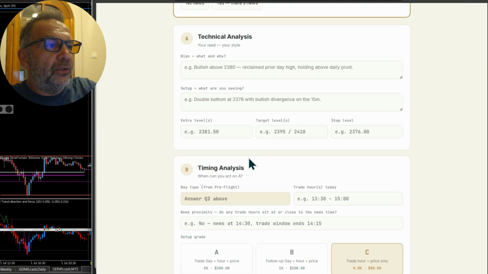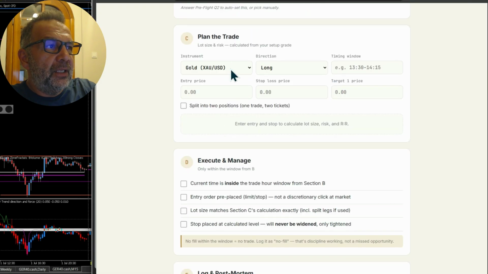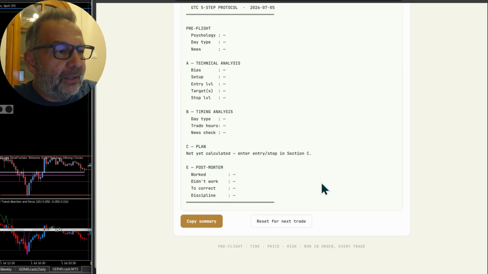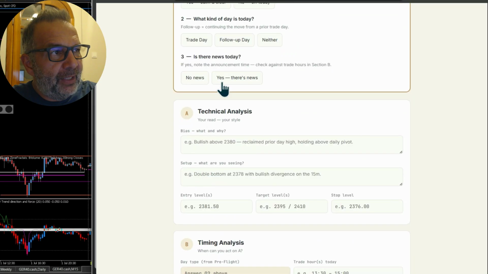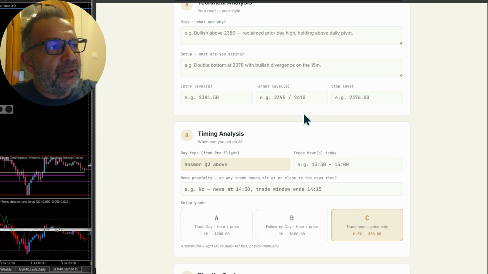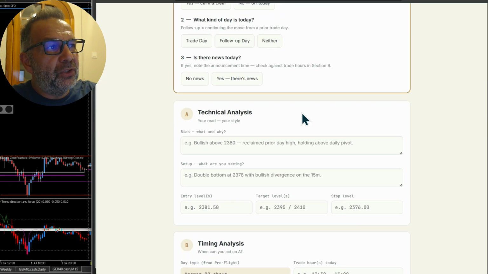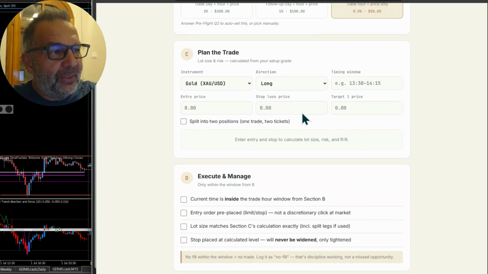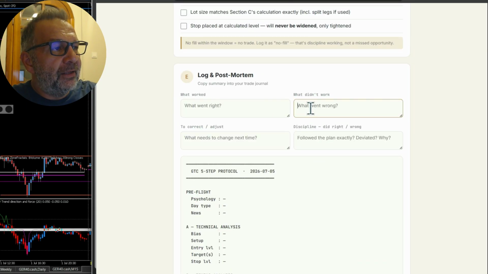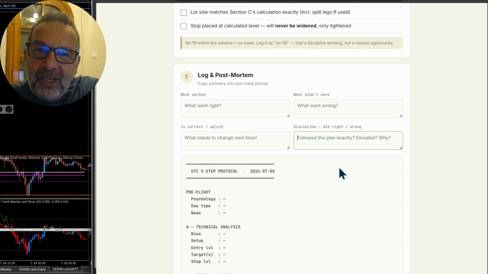Okay, so that's your technical analysis, timing analysis, plan the trade, execute the trade, log and post-mortem. Right at the bottom, when you do all of that, these will come out automatically when you fill out the details. You can see it's very straightforward. It's not too detailed. It's not going to drain you out, but some things you do have to note and write in there, and that is important. Especially stuff like what went wrong, what went right, what needs to change, and did you follow your plan, did you deviate, why?